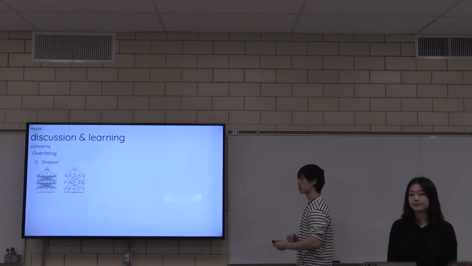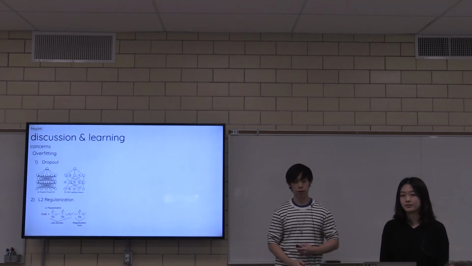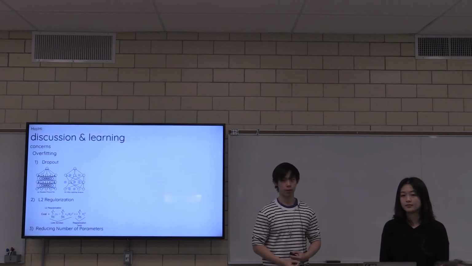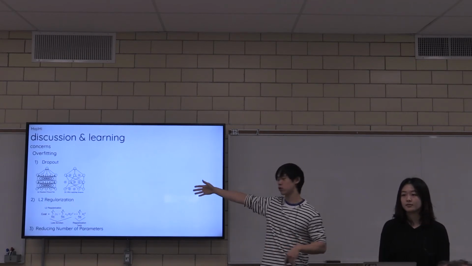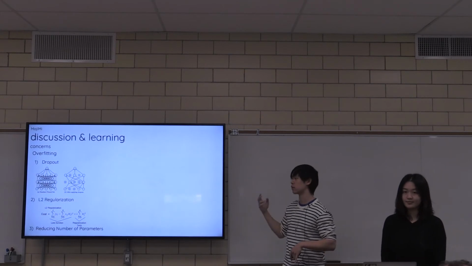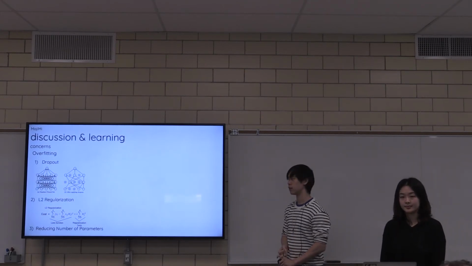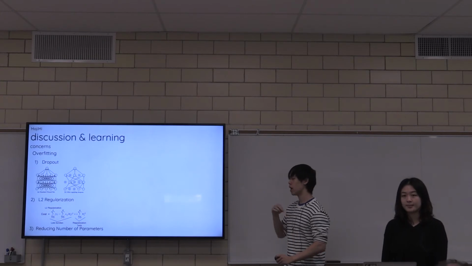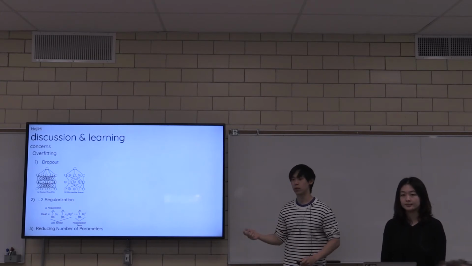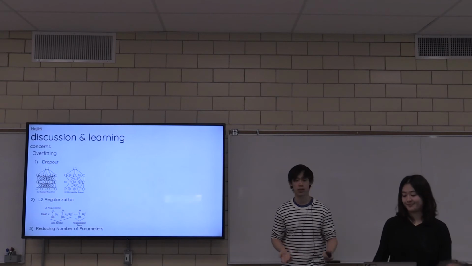One being dropout, another being L2 regularization, and reducing the number of parameters. After trying to implement these three, we realized that the first two, dropout and L2 regularization, actually decreased accuracy and didn't improve overfitting at all. So for us, we just went with the third option of reducing the number of parameters, and hence we have a more simplistic model.